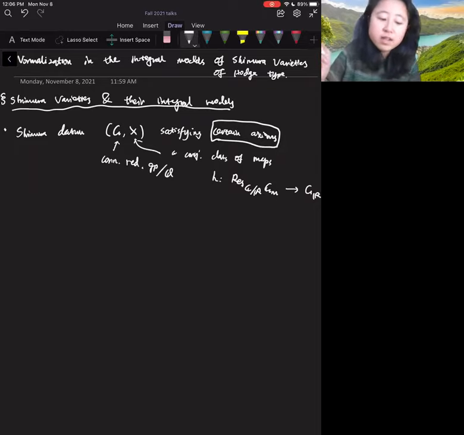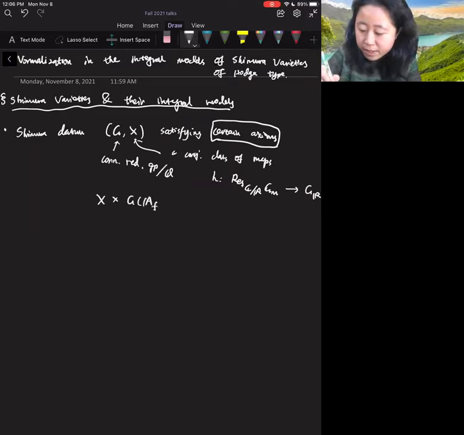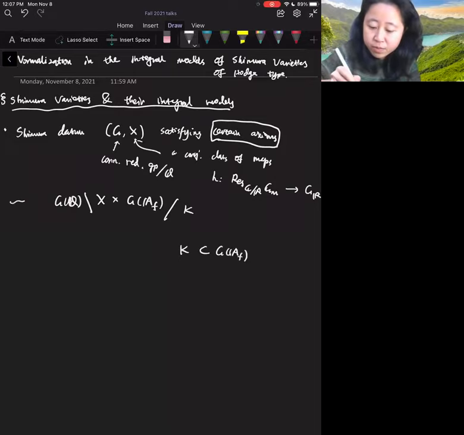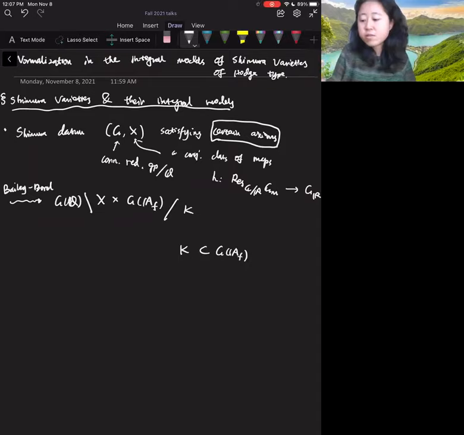Okay, so given a Shimura datum (G, X), you can consider this double coset space X cross G of finite adeles mod G(Q). And you have to choose some compact open K of G of finite adeles. And by a theorem of Baily-Borel, this double coset space has the structure of an algebraic variety over the complex numbers.